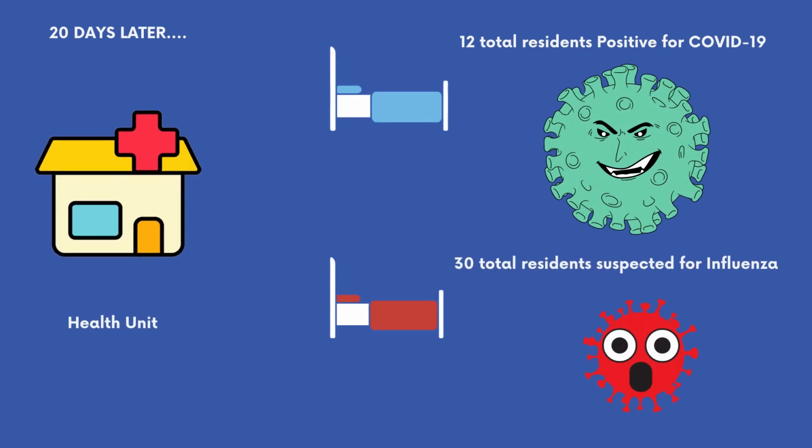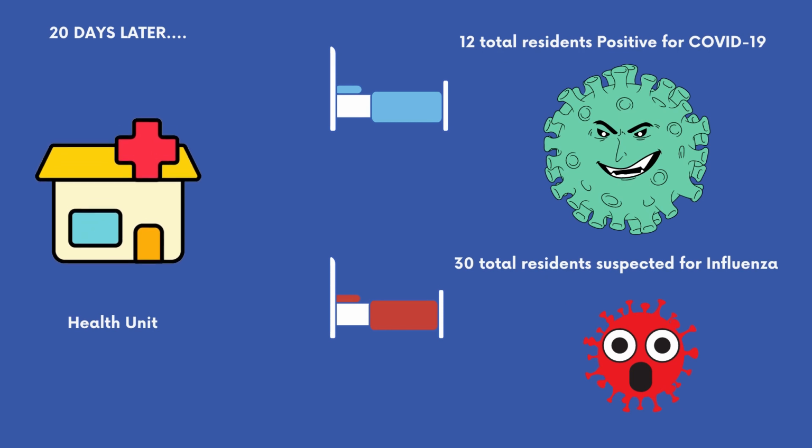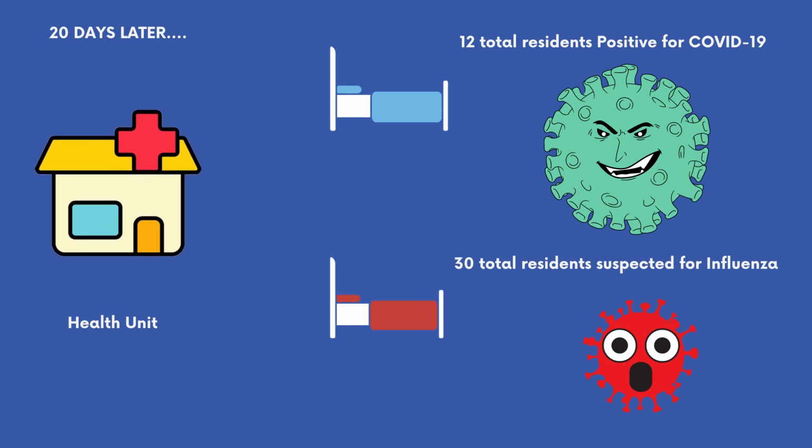Update number 3, 20 days later. In consultation with the Public Health Unit, the respiratory outbreak has been declared over. 12 cases of COVID-19 were confirmed among residents. No other staff were affected. 30 cases of suspected influenza occurred, with 1 resident still receiving acute care.